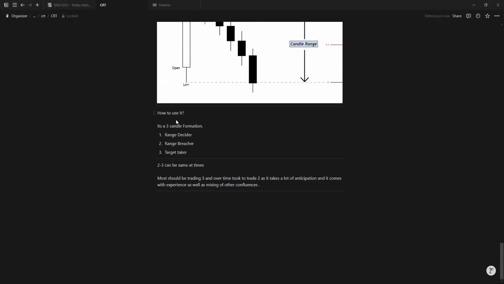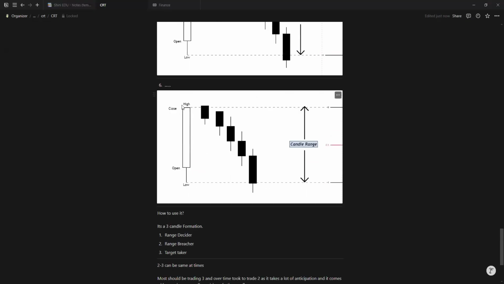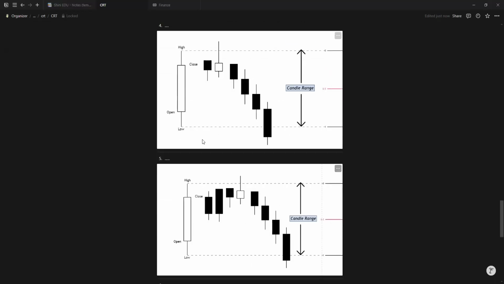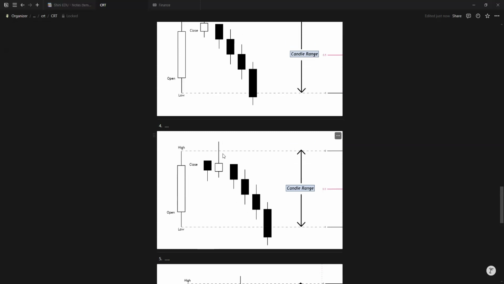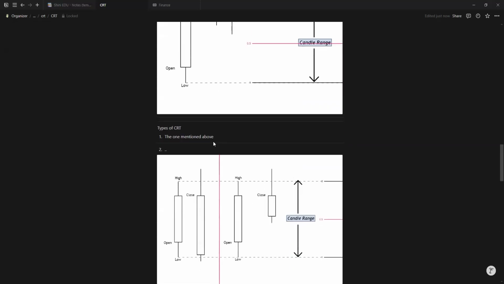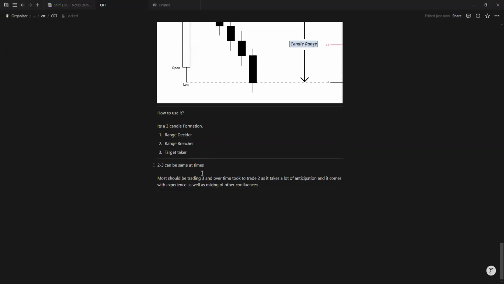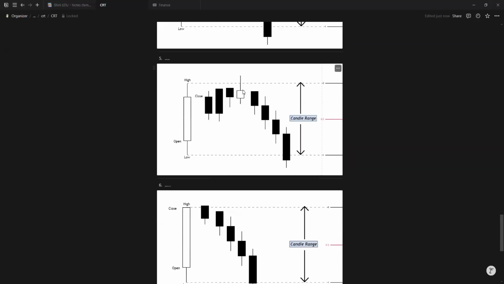So now the main question is how to use it. Well, it's a 3 candle formation. First is a range decider. The first candle is always a range decider. The second one is the breacher. It's not valid, not in play, until you breach the level and close back in. The second candle gives you the hint that makes a CRT possible. The first candle could be any candle, and every candle has a candle range, so every candle can be considered. But the second candle, which breaches and closes back within, is what triggers the CRT model.